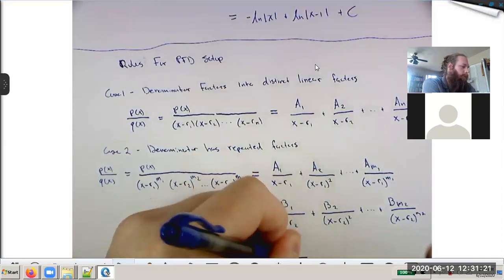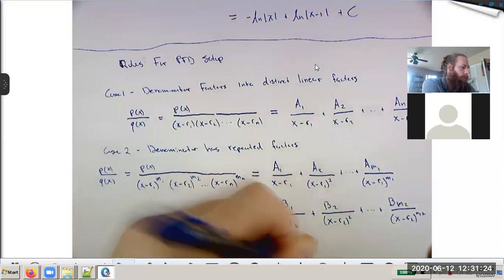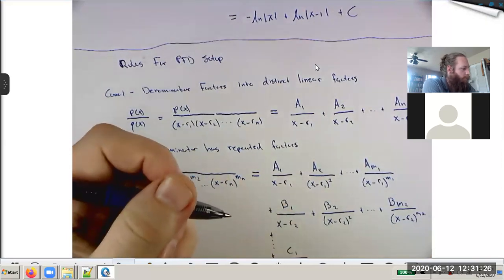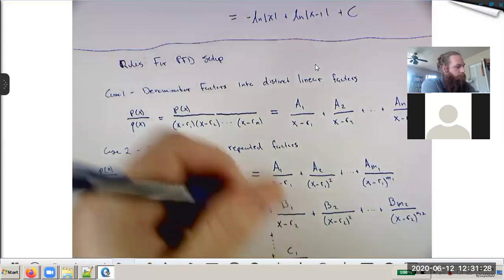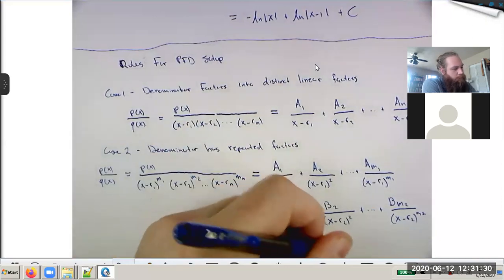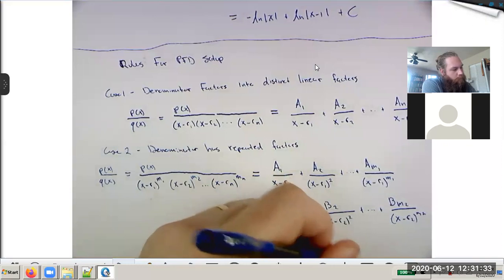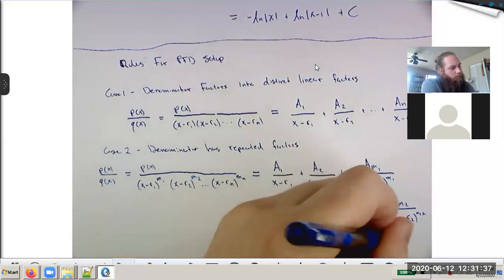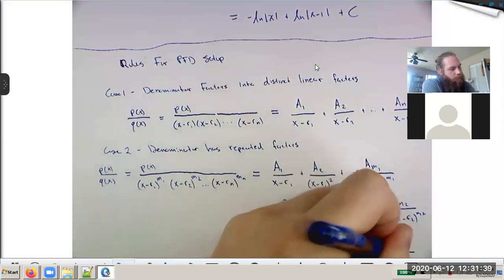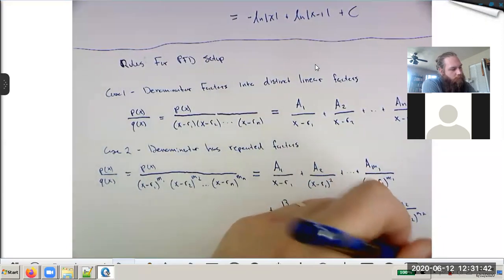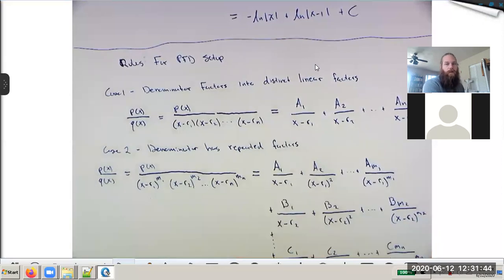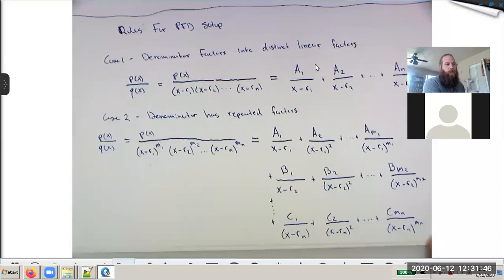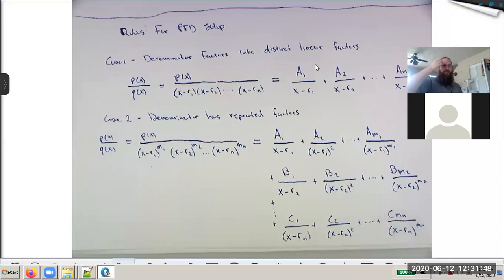Lastly, we would have something like C1 over X minus Rn, plus C2 over X minus Rn squared, plus all the way out to Cmn over X minus Rn to the Mn. So this is what I mean when I say writing out the rule looks scary. Here I'm just writing out one case of the rule and it looks scary enough.